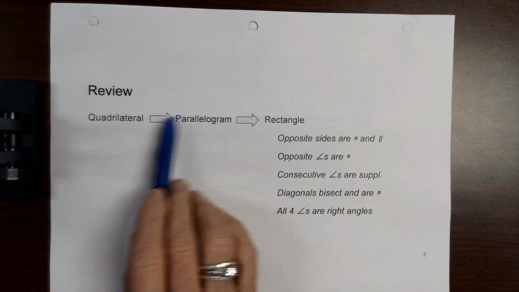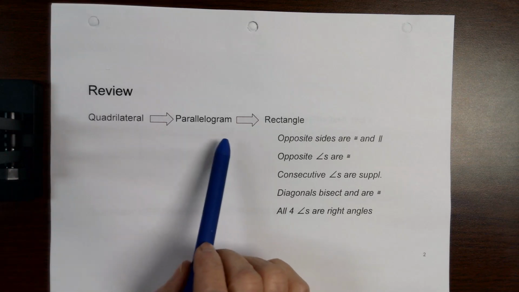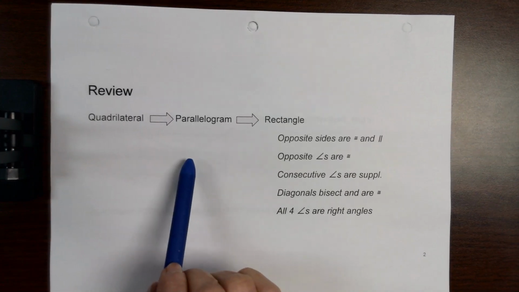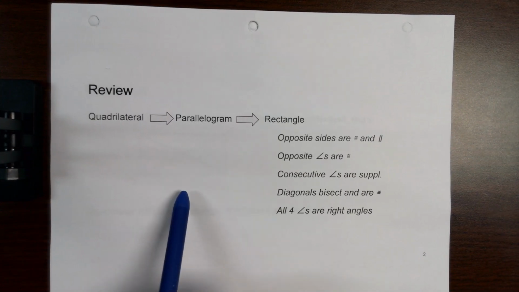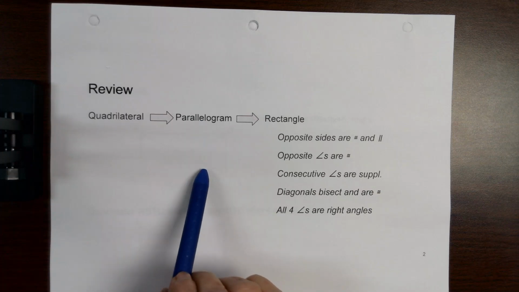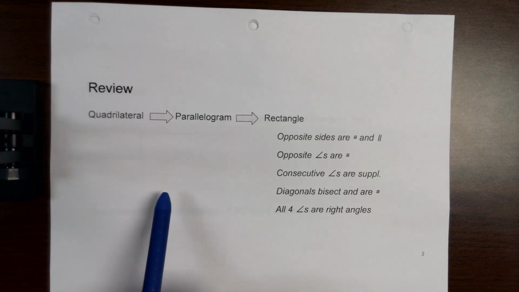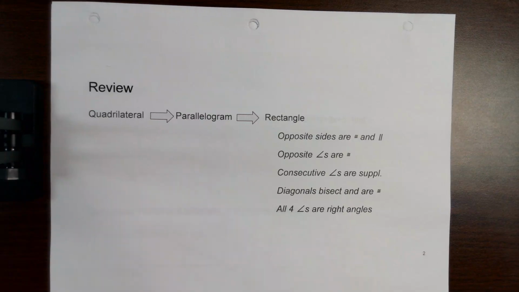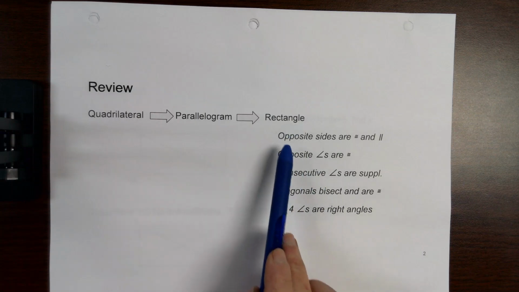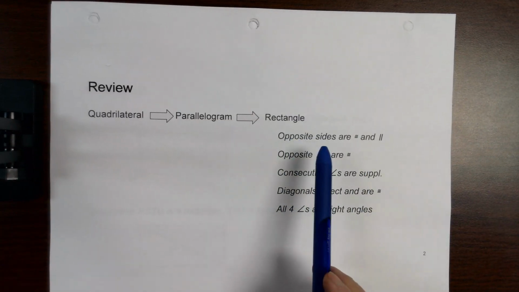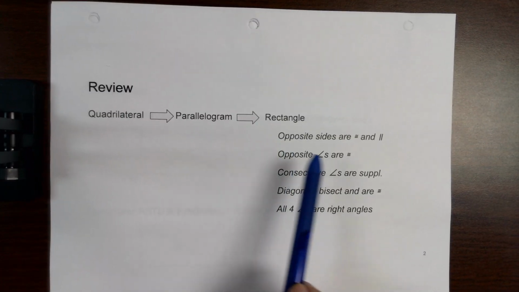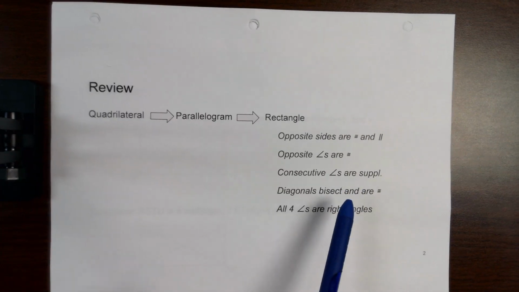Now, parallelograms, we know that opposite sides are both congruent and parallel. We know that opposite angles are congruent. We know that consecutive angles are supplementary, and we know that diagonals bisect each other. Those are the characteristics that we've learned about a parallelogram. Well, today we're going to go on and talk about a rectangle. A rectangle has many of the characteristics of a parallelogram, but it has a few things that are more specific.